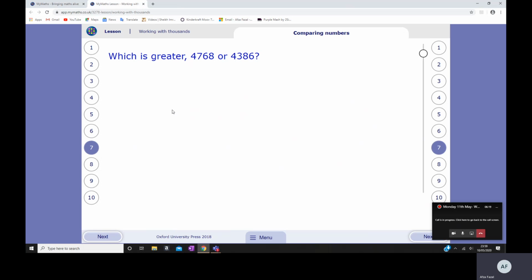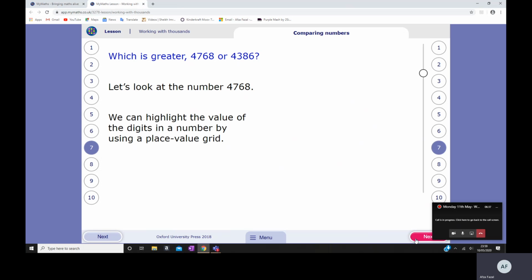But that's not right. You'd have to look at each digit carefully. The thousands are the same in both numbers. So after the thousands, you move on to the hundreds place value column. So either 4,768 or 4,386. You look at the place value digits carefully of each number.